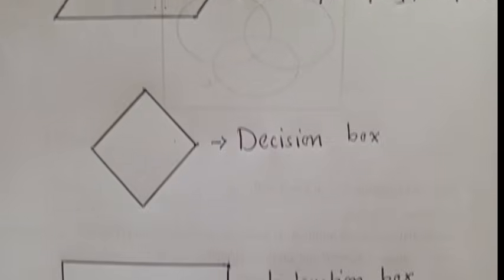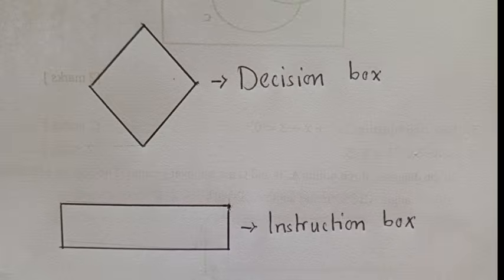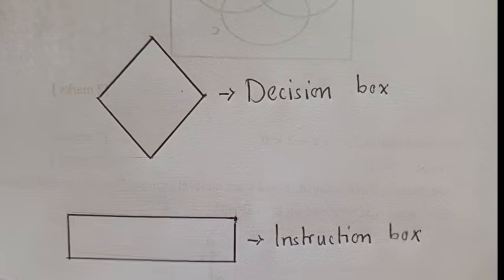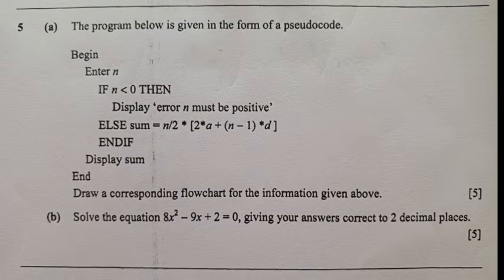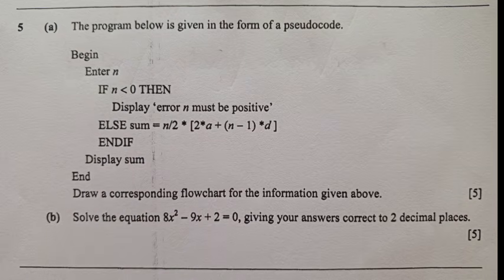The other shape that we need to know is right here. This is a rectangle. Of course, we all know a rectangle. It's an instruction box. This is where an instruction is done. Okay, so now let's go to the question and apply what we've just talked about. Remember, under computer, you only need to know 4 basic shapes. Right here, this is a pseudocode, and we have to take this pseudocode to flowchart.